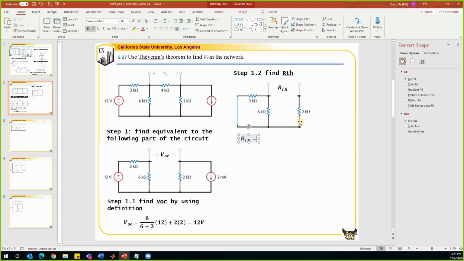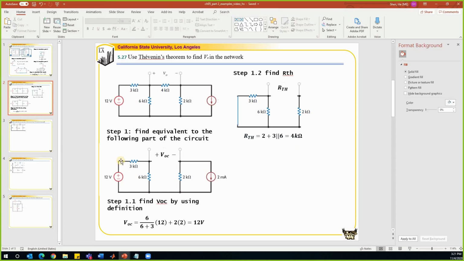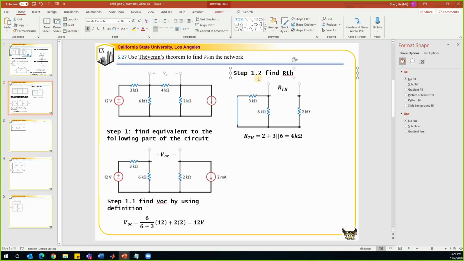So look at the connection. One resistor in series with the rest. So these 2 resistors are in parallel. So that is how we find equivalent resistance. 2 in series with a 3 and a 6 in parallel. That is 4 kilo ohm. Now we find both VOC and RTH. It means that we find the Thevenin equivalent.